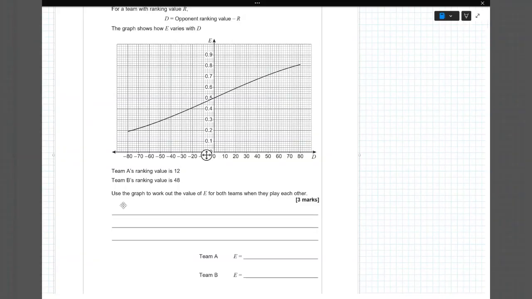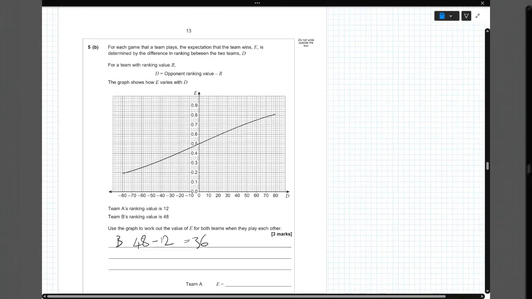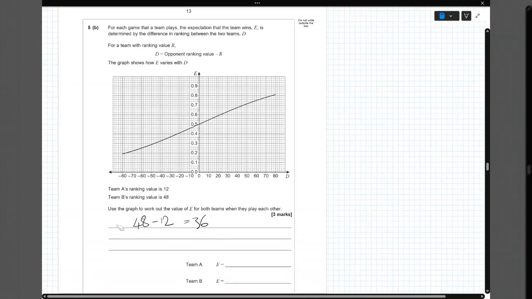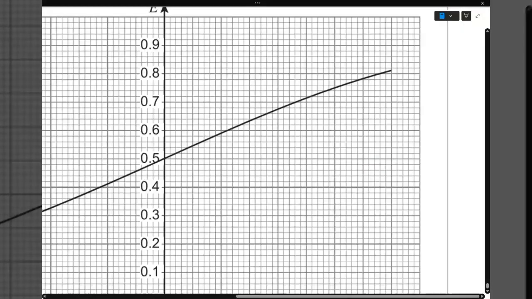So for team B, do that one first, it's 48 take away 12. That's 36. We find 36 on the graph. Very odd, this ranking value. This isn't for B, this will be for A, because that's the opponent's ranking value, take away 12, which is their own value. So anyway, 36, let's zoom on in.